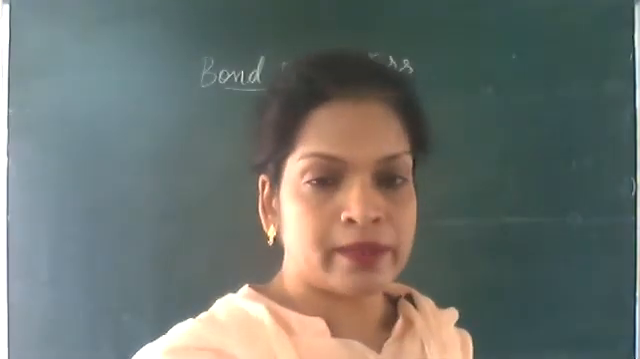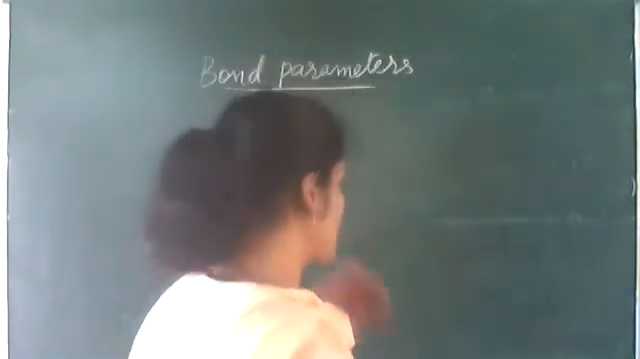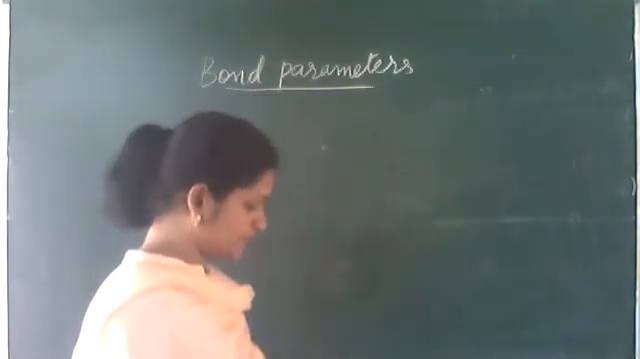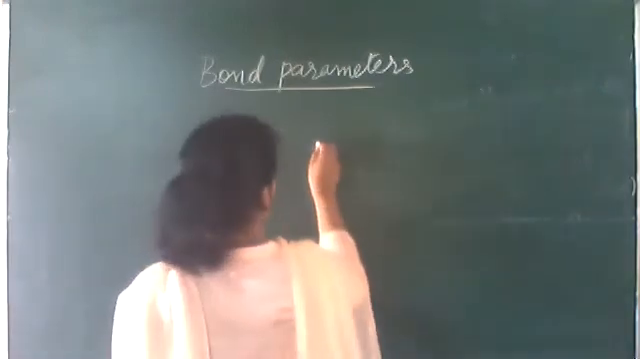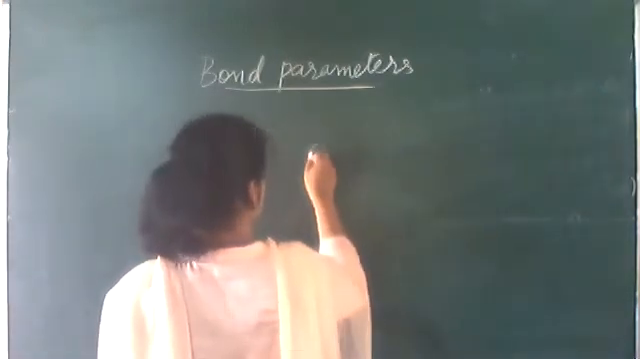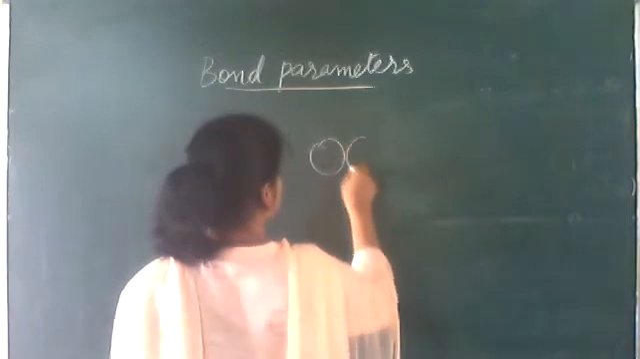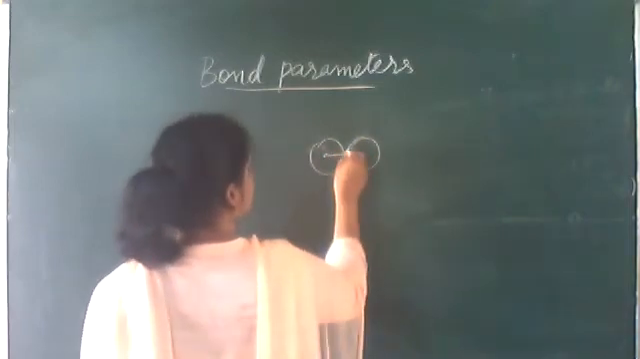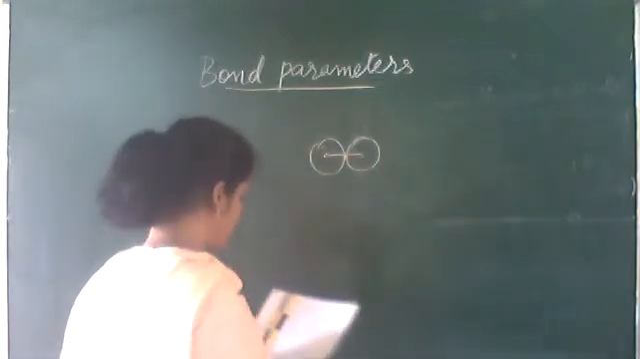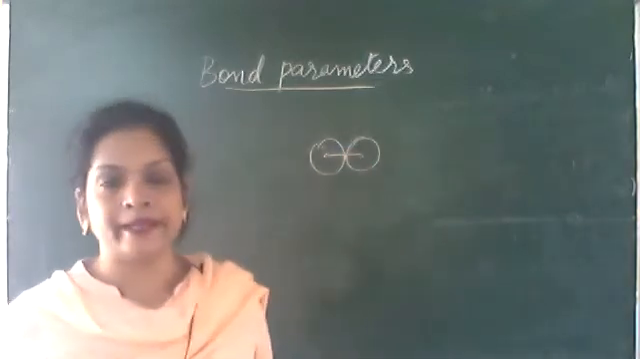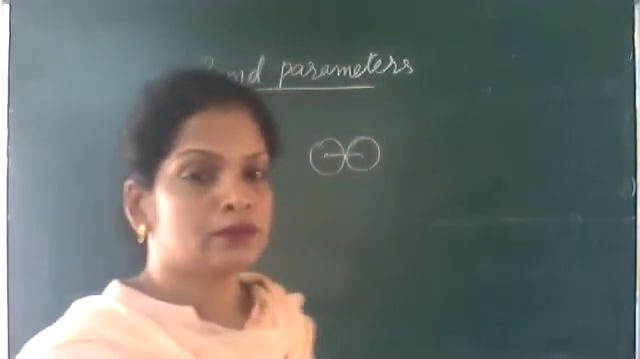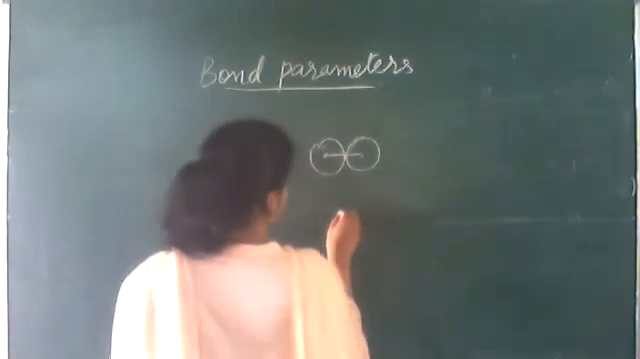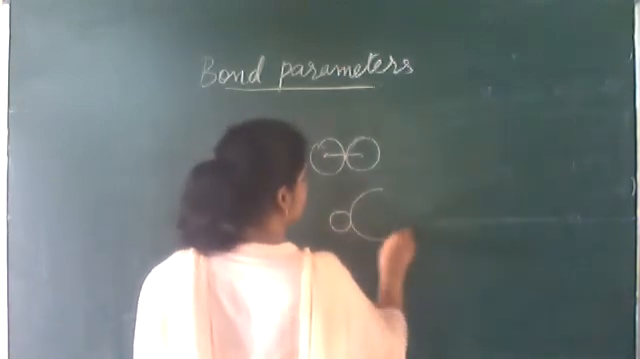It is the equilibrium distance between the nuclei of two bonded atoms in a molecule.